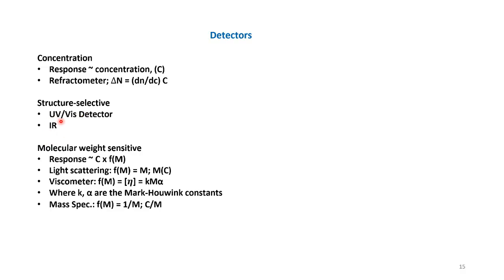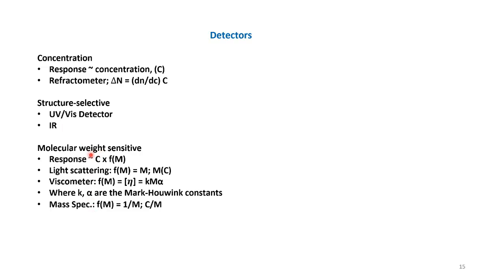So the detector depends upon our application or our material. We select the detector accordingly. Normally people use the UV-vis detector because most materials absorb UV or visible light, so that is the common one. But we also use IR detectors sometimes.